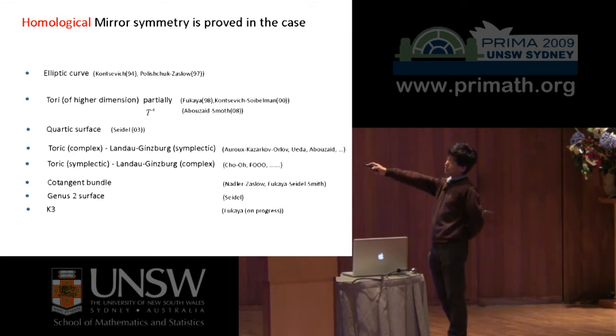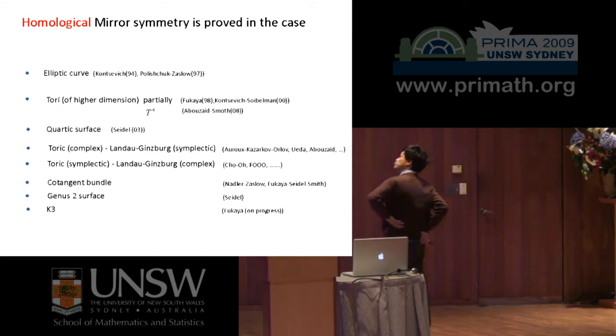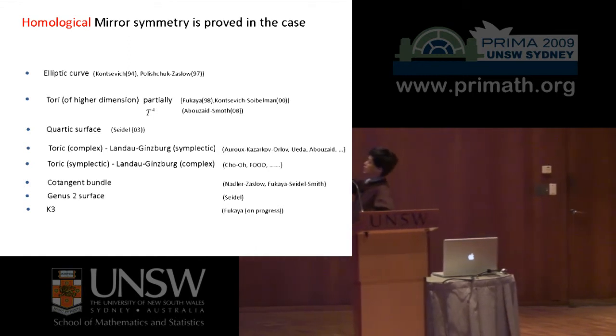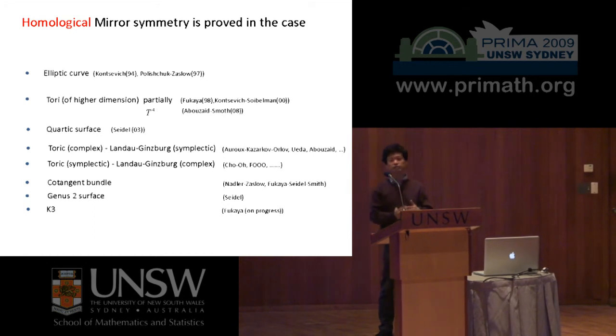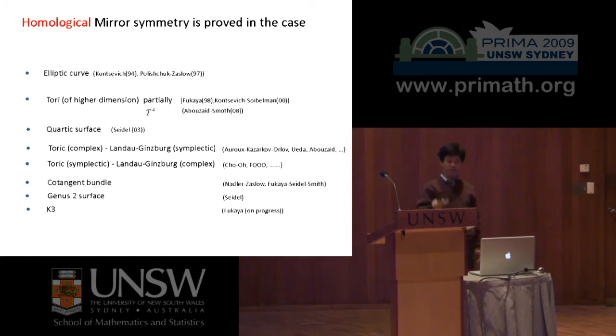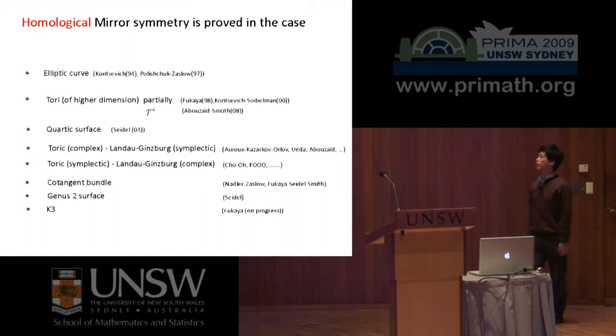And the first case where homological mirror symmetry was proved is the case of the elliptic curve. This is actually the case Kontsevich studied, and it led him to make this conjecture. But even in the elliptic curve case, a very interesting phenomenon already occurs. Polishchuk and Zaslow studied the elliptic curve case more, and now we understand almost everything there.